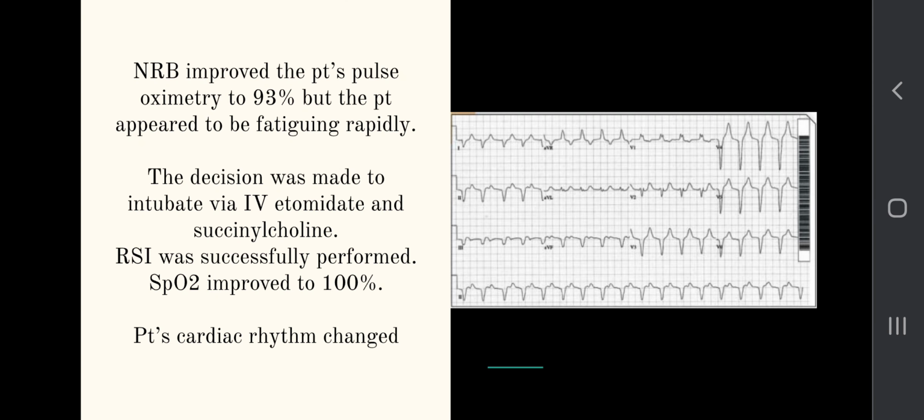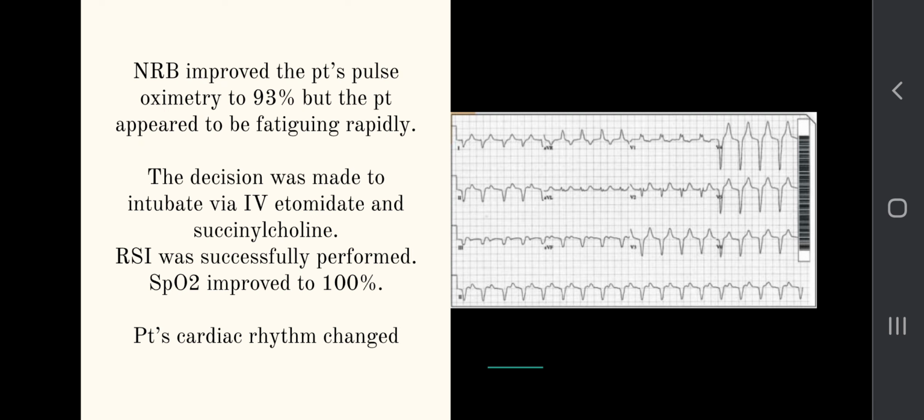Shortly after, the NRB improved the patient's pulse oximetry to 93%, but the patient appeared to be fatiguing rapidly. The decision was made to intubate via etomidate and succinylcholine. The RSI was successfully performed, and the SpO2 improved to 100%. But at that time, when a subsequent EKG was run, the patient's cardiac rhythm changed.